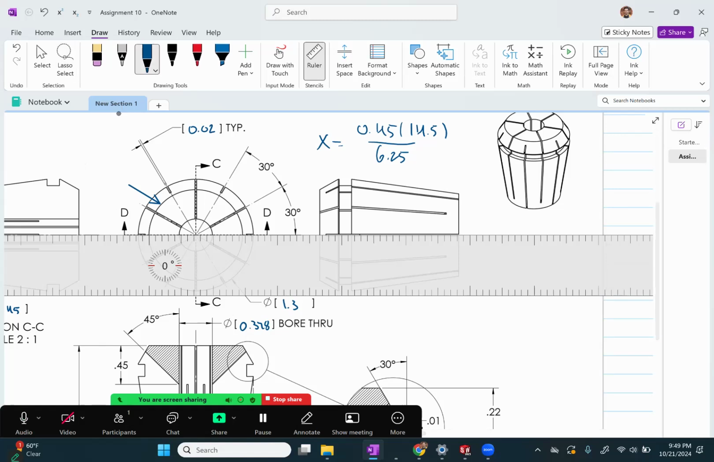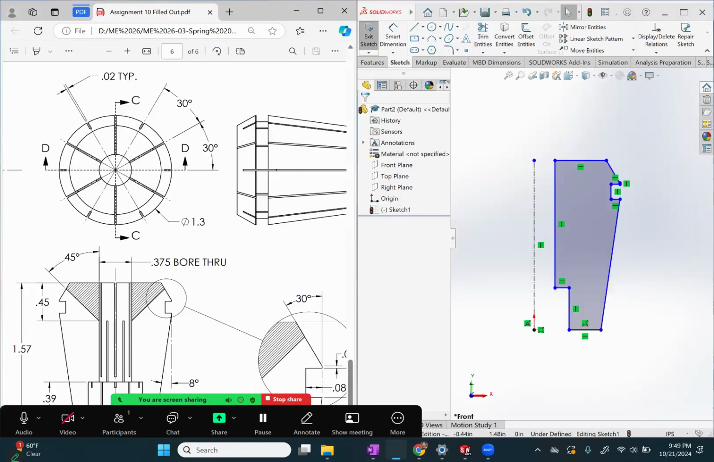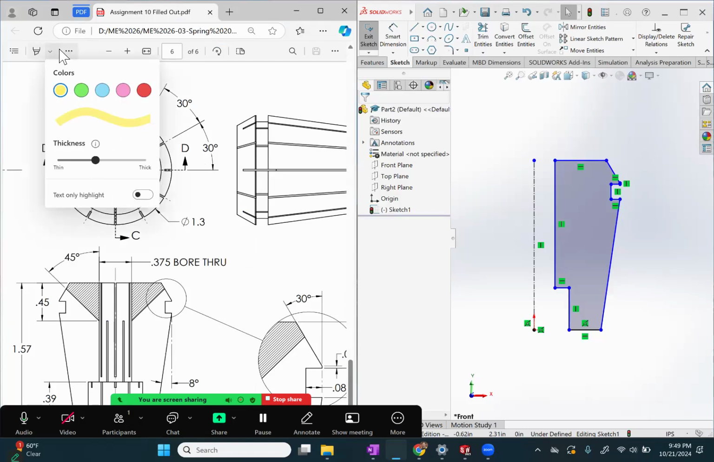Come on. Why is it doing it? This diameter is 1.04. 1.04. Let me write this over here so I can see it.